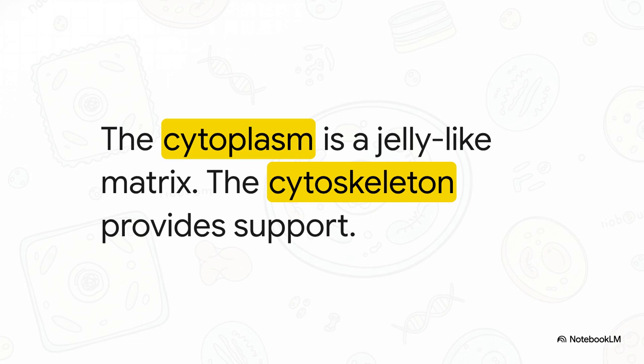Now, whether we're talking plant or animal, inside both of these cells, you're going to find the cytoplasm. Think of it as a half-liquid, jelly-like matrix. But look, a cell isn't just a wobbly blob of jelly, right? It needs actual structural integrity, and that's exactly where the cytoskeleton comes into play. It acts as this absolutely crucial physical framework that supports the cell and maintains its specific functional shape.